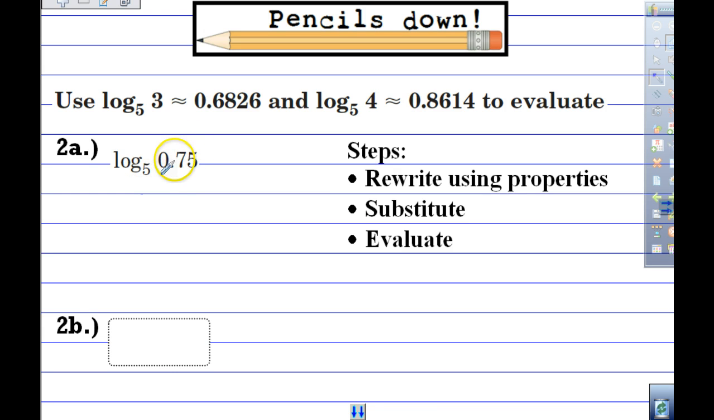Okay, so 0.75, you might think, decimals. Okay, well, if we're keen on our fractions, you might look at 0.75 and say, oh, that's the same as 3/4, and there's your 3 and there's your 4. Just remember, if you're dividing, that means it's subtraction. So log of 3 minus log of 4. Of course, both base 5. Nothing's changing on our bases. And we can subtract those two numbers and get our answer. And again, it will be approximate.